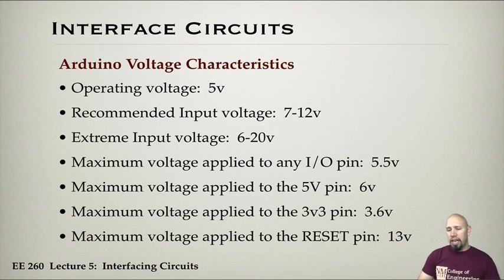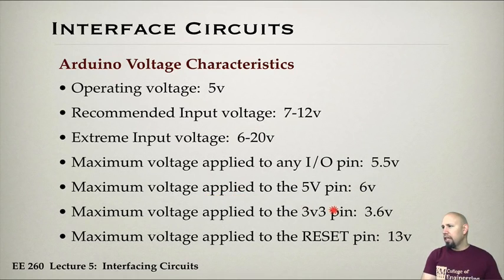In case you happen to have something that's 12.5 volts, is that still acceptable? Well, according to this, it's certainly acceptable. The maximum voltage applied to any input-output pin, either digital or analog, is 5.5 volts. If you connect a voltage greater than 5.5 volts to any pin, you can expect your Arduino will fry. So it's critical to understand this. We definitely don't want to do that.